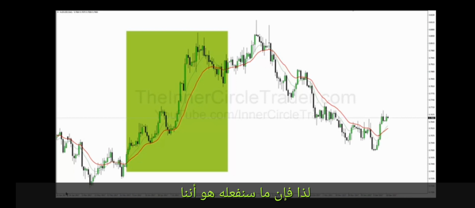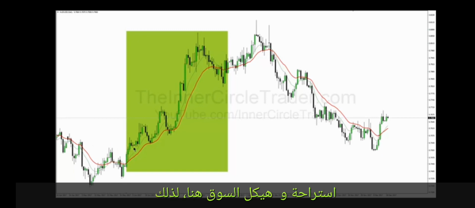So what we're going to do is go over here in the lower left-hand corner. There's a little tiny half triangle. You drag that over to the beginning of your shaded area that you've delineated where the 10 crosses over the 20, and we're leaving a consolidation.